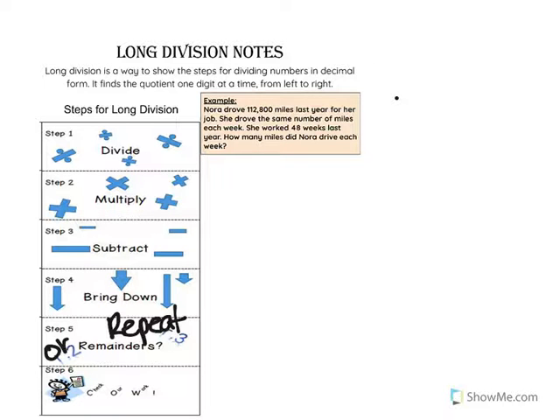Long division is pretty much the same as regular division. The only thing is your dividend is usually a larger number that you're dividing into. So that means you have more steps in your division process.